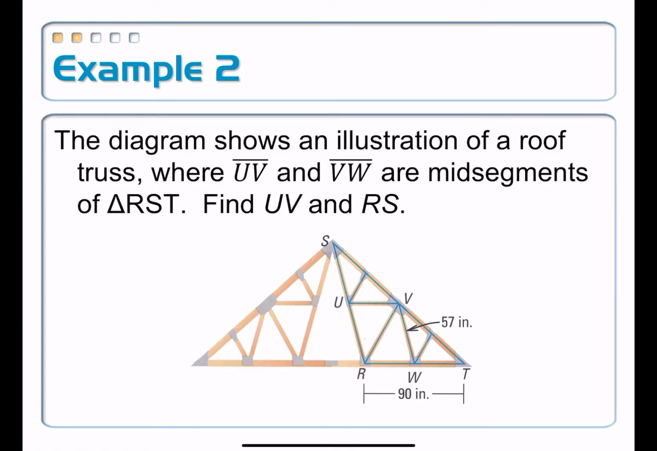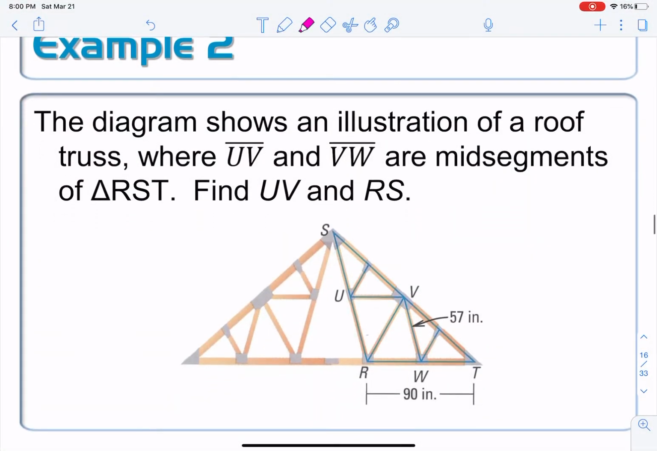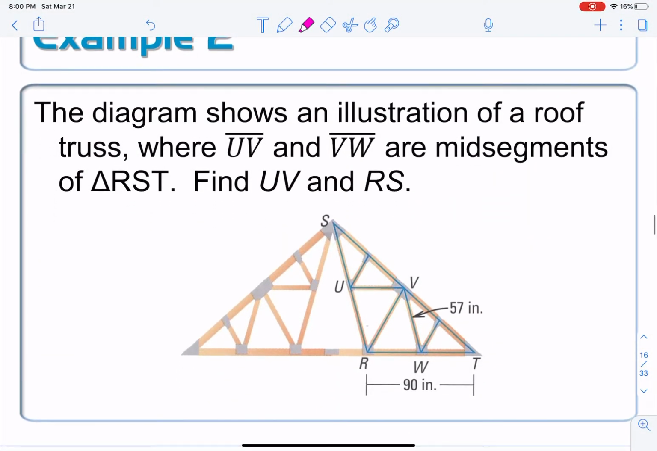Example 2, the diagram shows an illustration of what else? A roof truss, where UV and VW are midsegments of triangle RST. Find UV and RS. So let's take this one piece at a time here. Come over here, second right on the screen, and we'll take UV first. So UV is a midsegment of triangle RST. That means it's parallel and half as big as this third side, RT.